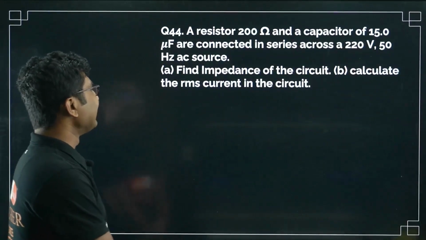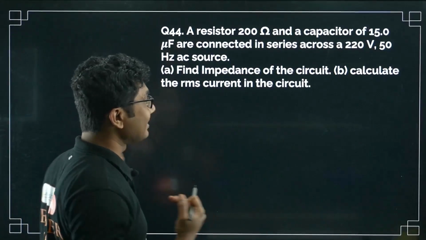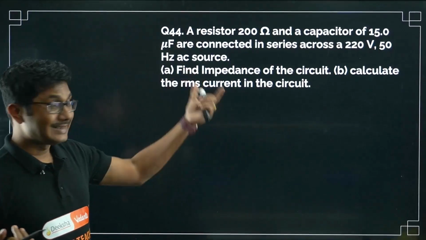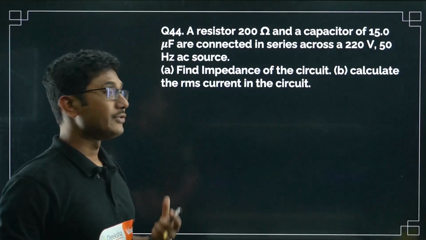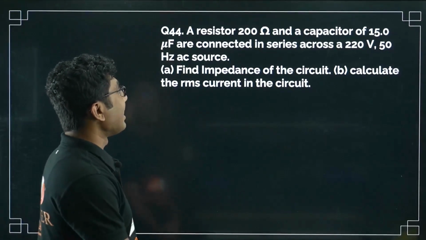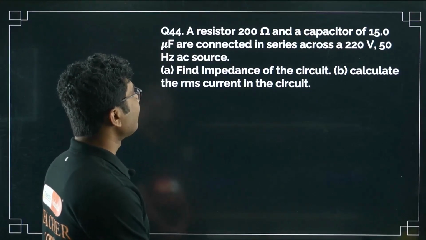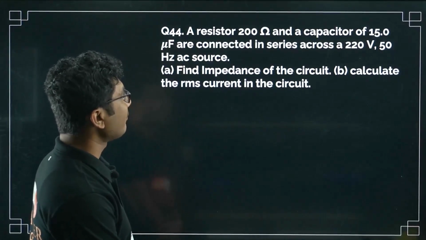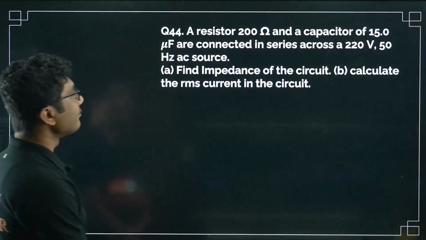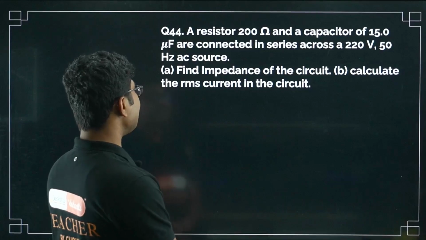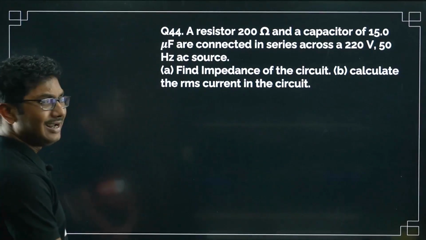Now, this is the question I suggest from this chapter, that is AC current. I have solved a lot of numericals from this chapter. If you have seen those videos, you could have answered this question as well. A resistor of 200 ohm and a capacitor of 15 microfarad are connected in series across a 220 volt 50 hertz AC source. Find the impedance of the circuit, calculate the RMS current in the circuit.